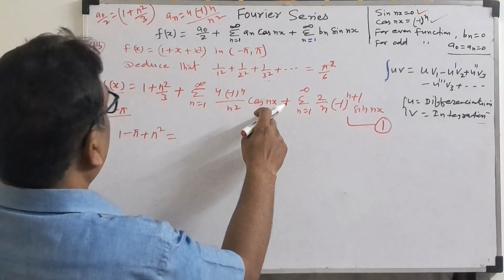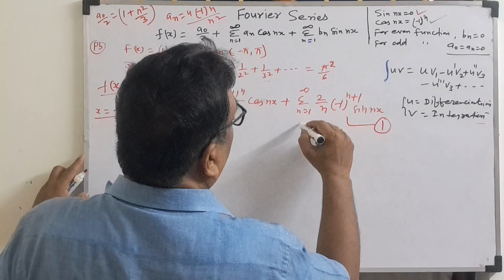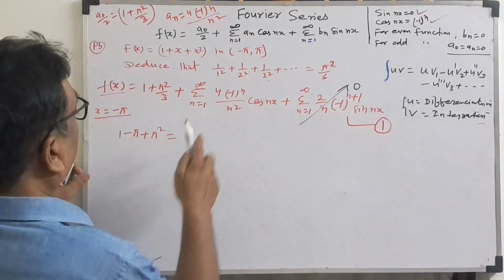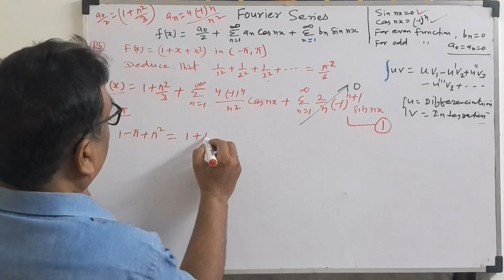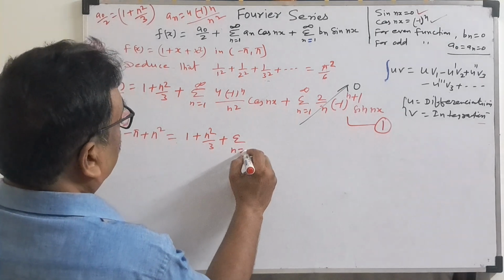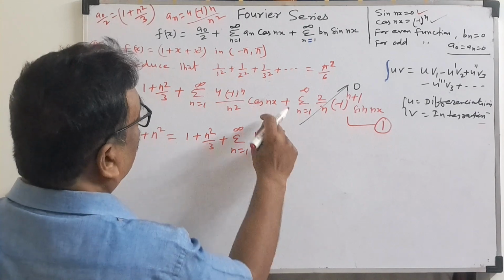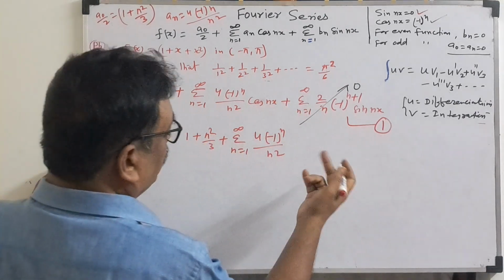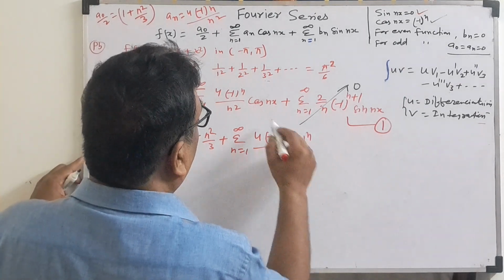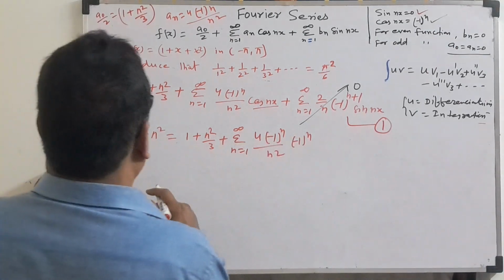So we'll substitute minus pi here. So this sine will get 0, because sine n pi is 0. Now you write here 1 plus pi square by 3 plus summation n is equal to 1 to infinity 4 minus 1 power n by n square cos n pi or minus n pi. So it will come minus 1 power n cos n pi. I already told cos minus theta is equal to cos theta. So this term will come.